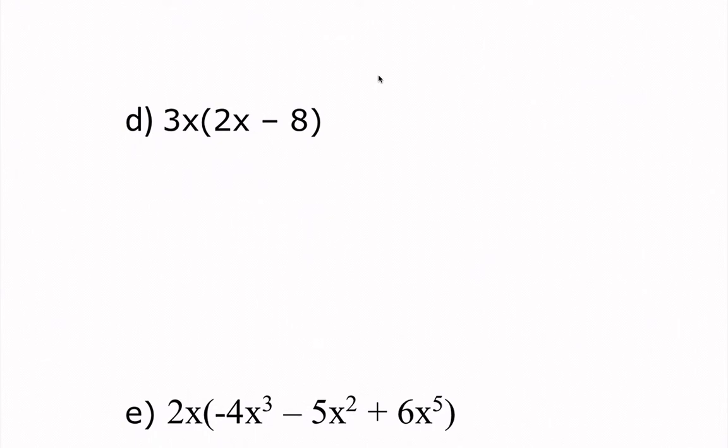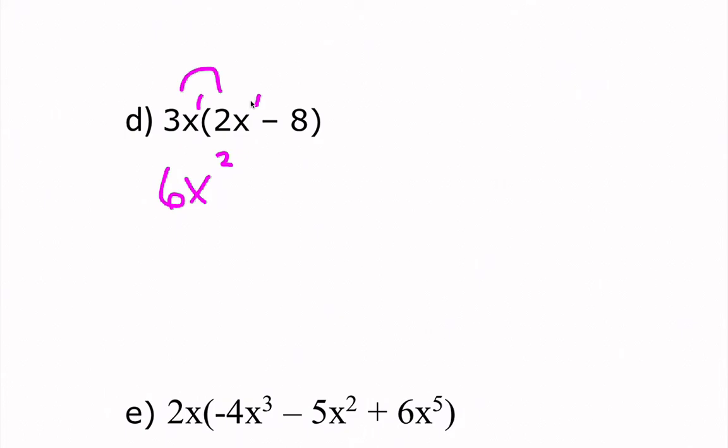All right, we're going to distribute. I'm going to take this 3x and multiply it by 2x. So start with our coefficients. 3 times 2 is 6. Now we have to do our x's, so let's go ahead and write our x. Notice this is x to the first. This is x to the first. Our rule is to add. So x to the first times x to the first is going to be x to the second.